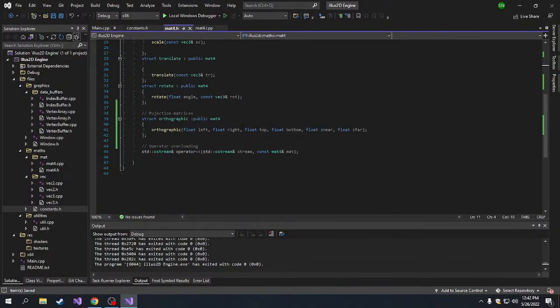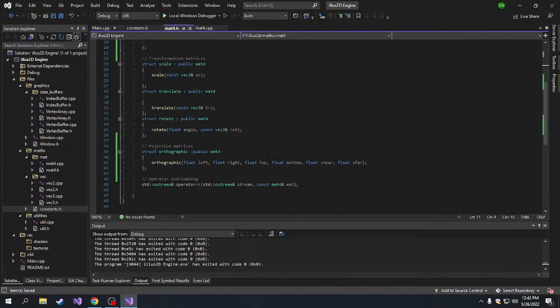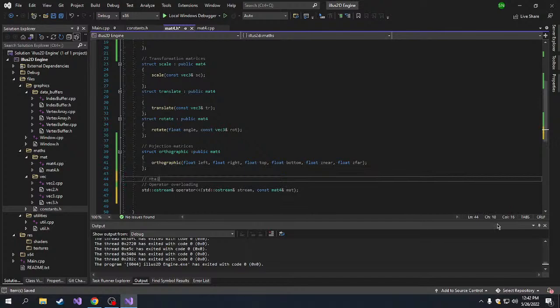Alright, cool. That's pretty much it actually. It's a pretty good matrix class. Now I could just implement matrix vector multiplication as well. It's probably going to take some time, but you know what? I'll just do it. Yep, let's just do it. So operator overloading. I'll just put it over here.